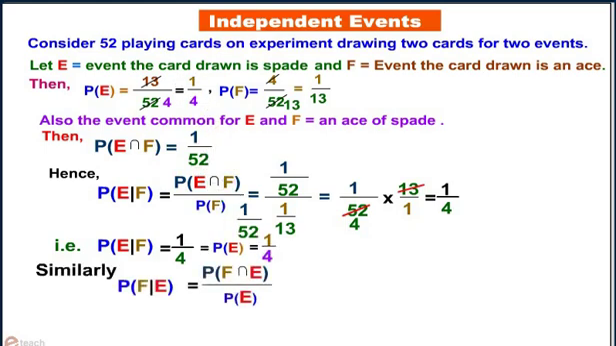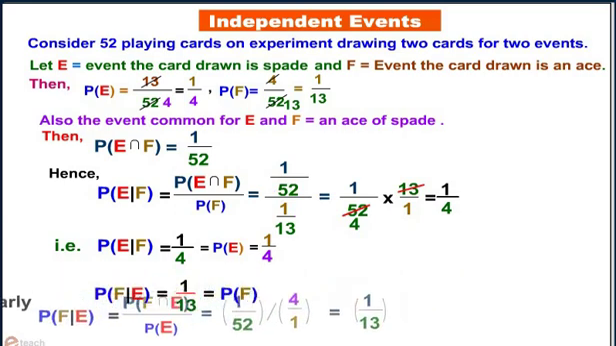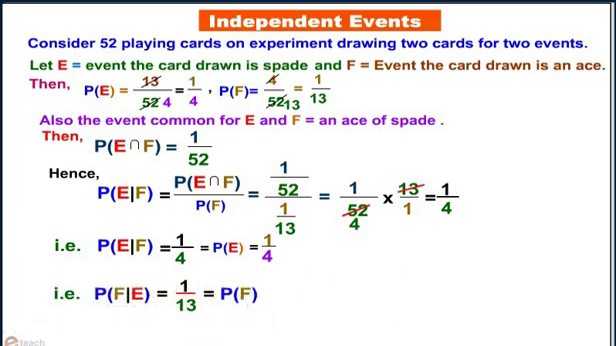Similarly, probability of F given E also comes out to be equal to 1 by 13, and probability of F given E is also equal to probability of F.